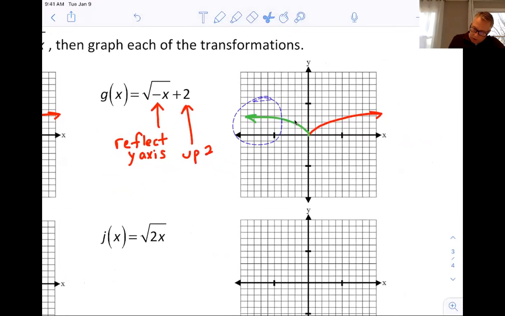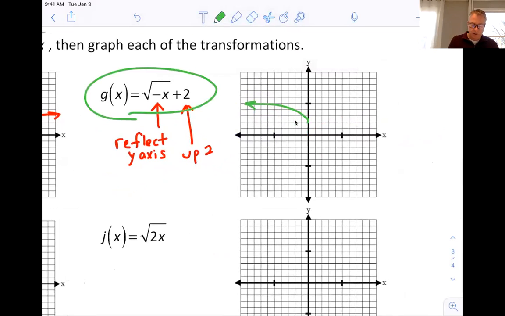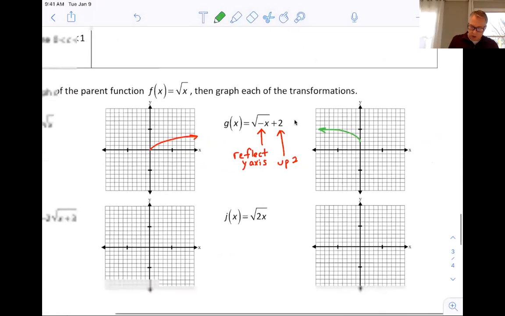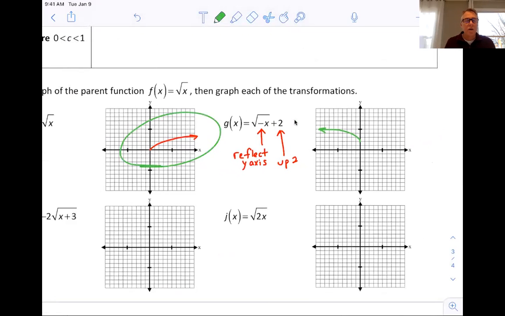And now I have to move it up 2. So I'll move it up 1, 2. And that green graph is my final answer. So I should, of course, erase the red because now that green is the graph of that function. So again, I took the square root of x, I reflected it over the y-axis, and then moved it up 2 to get my green graph.